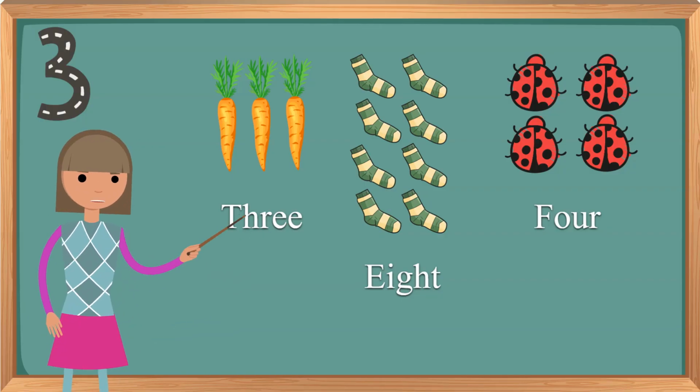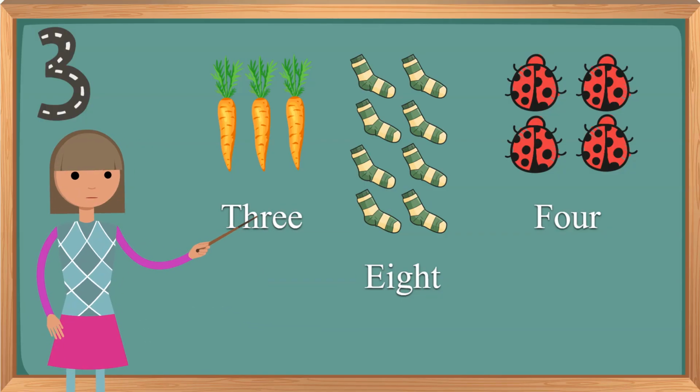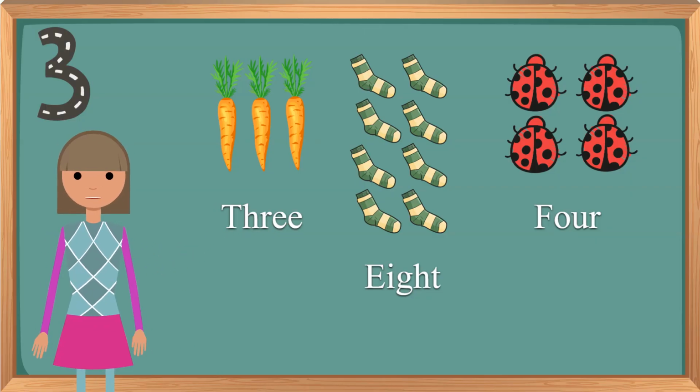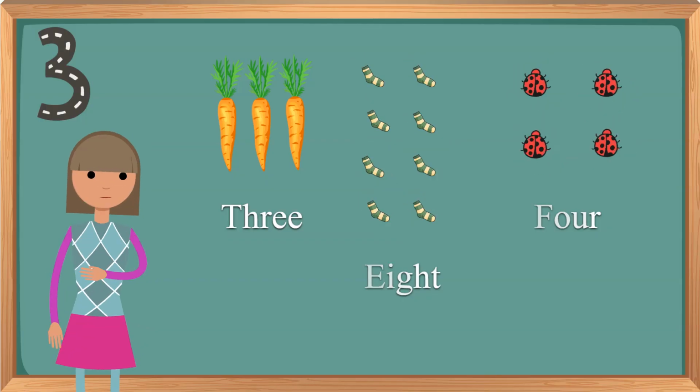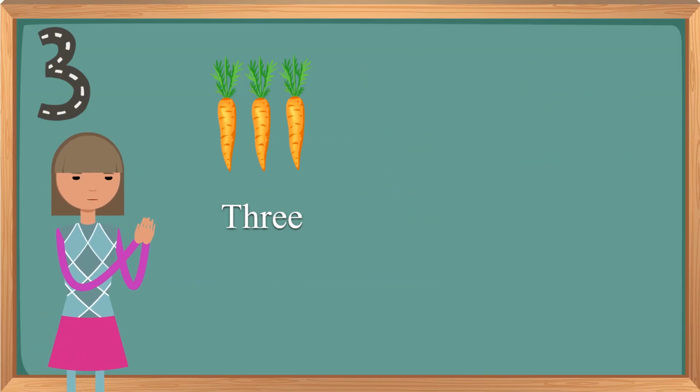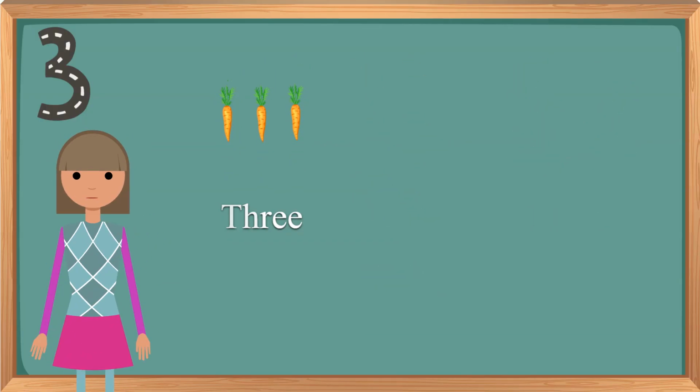I see 1, 2, 3, 4 ladybugs. Where do you see 3 things? Very good, 3 carrots. Let's try again.